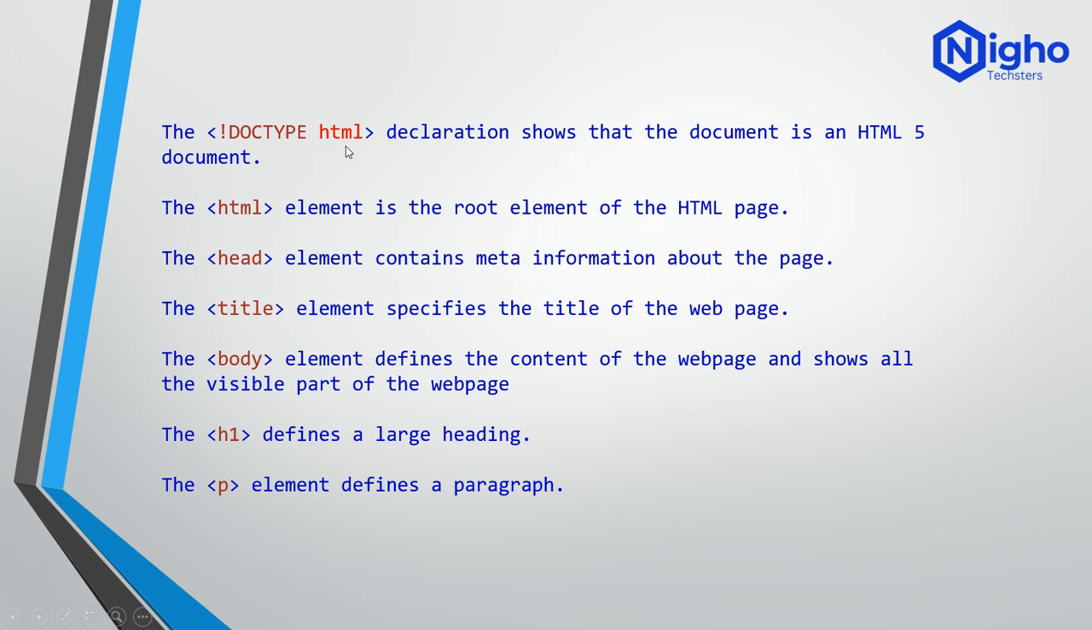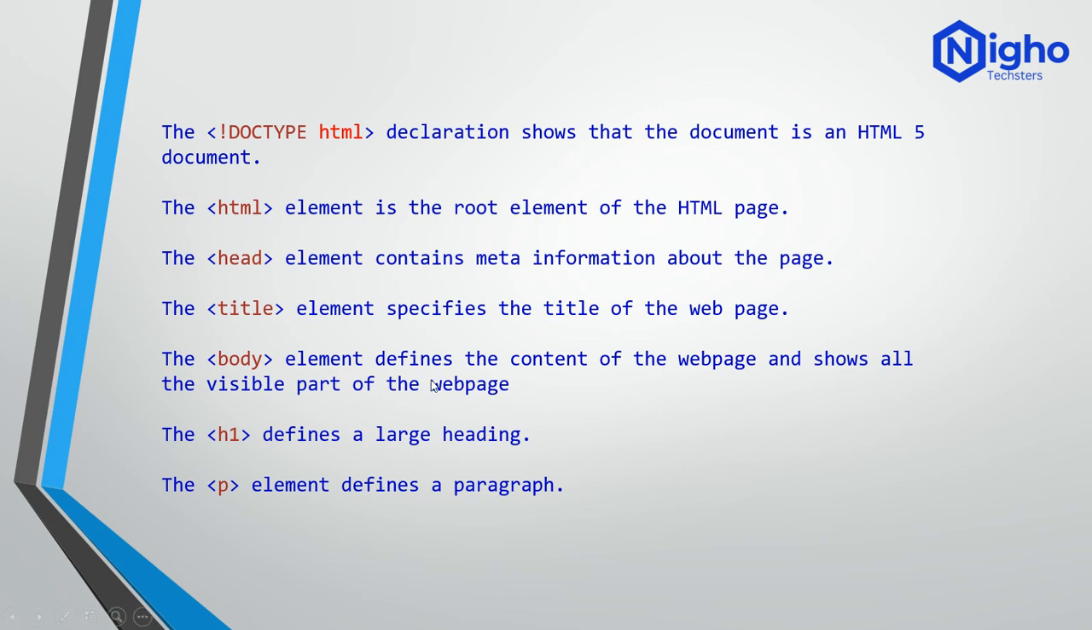The declaration doctype HTML shows that the document is an HTML5 document. That's just the purpose of the declaration. The HTML element is the root element of the HTML page. You cannot start up a website or a web page without declaring the root element of the HTML page. Then we have the head element, which contains the meta information about the page. Whatever you place in the head element tells the web page whether you'll be able to view the website on a small screen, medium screen, or a large screen.